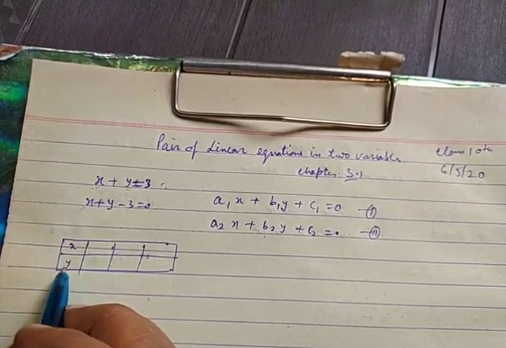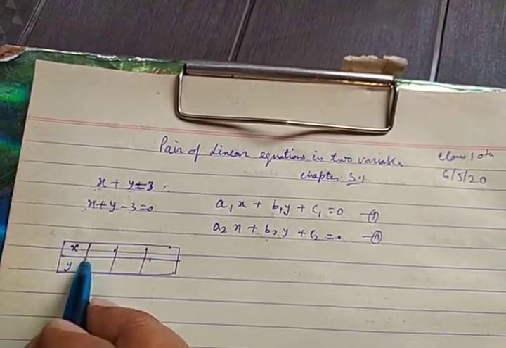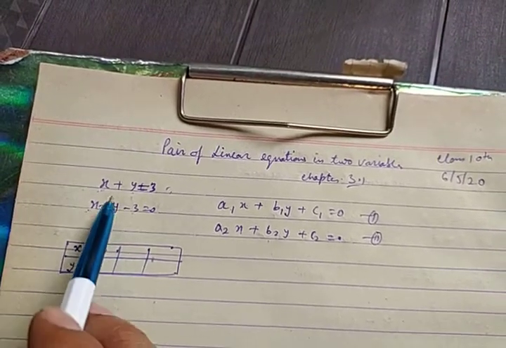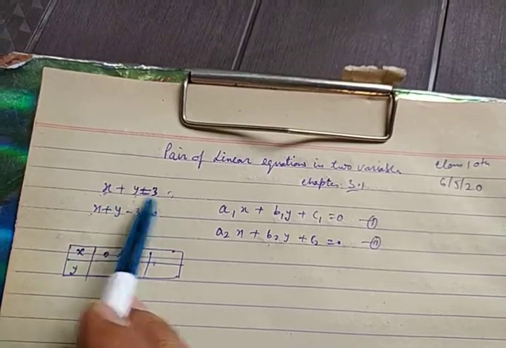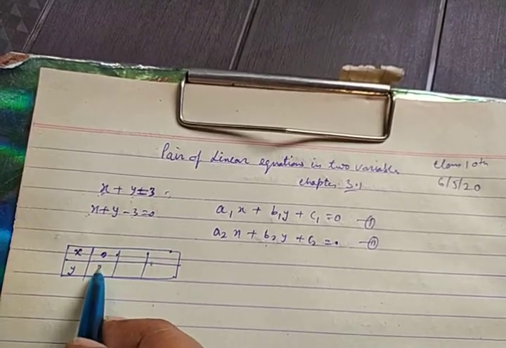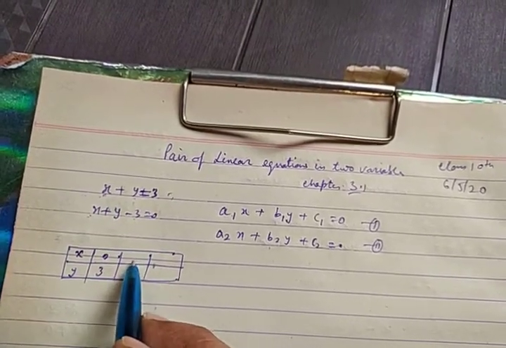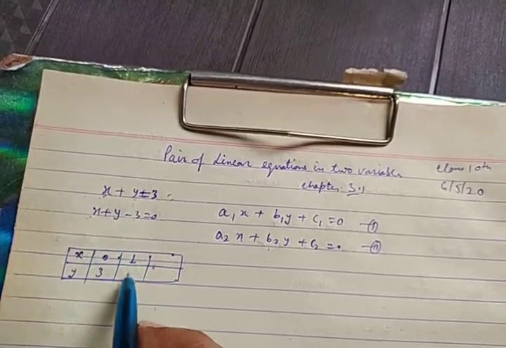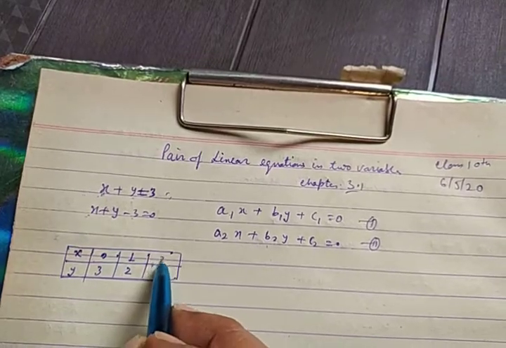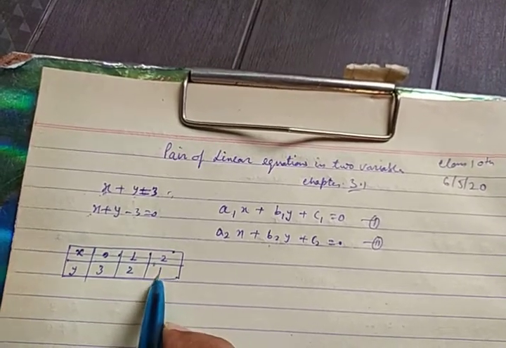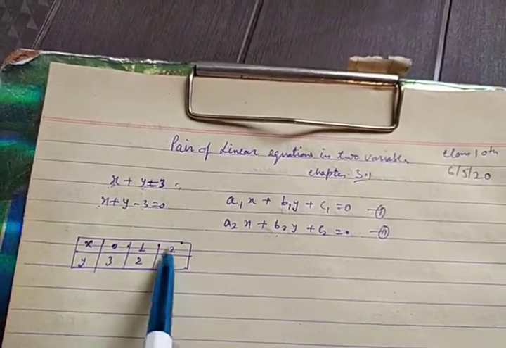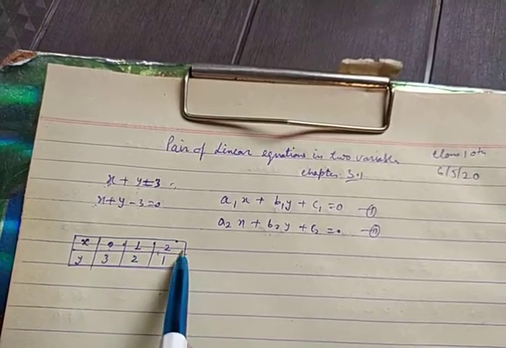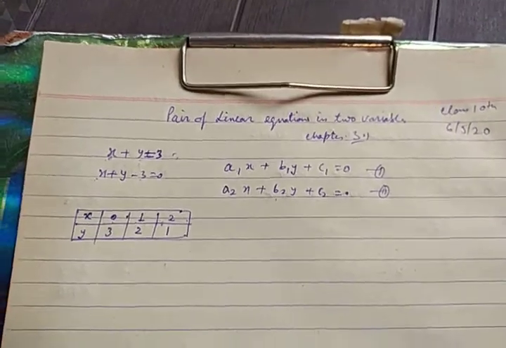This is x, this is y. You will take certain values of x. Suppose you are taking 0. Now put 0 in this equation, you will get the value of y is equal to 3. If you take x as 1, then y will be equal to 2. For x equal to 2, it would be 1. Whatever values you can consider here. Simply I am taking 0, 1, 2, you can take 1, 2, 3, or negative values can also be taken.